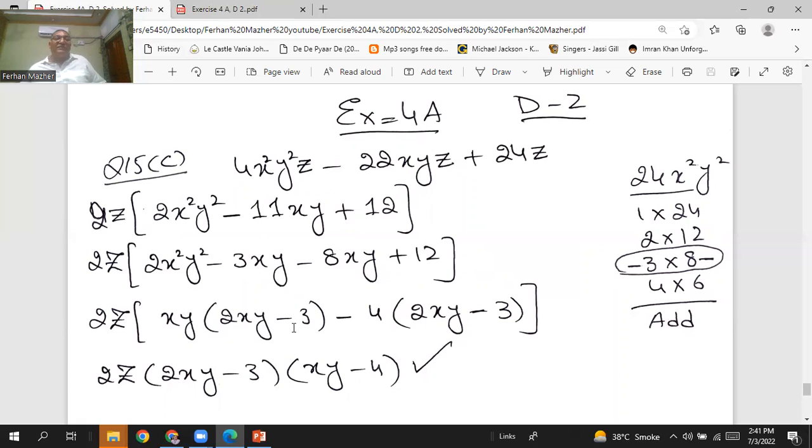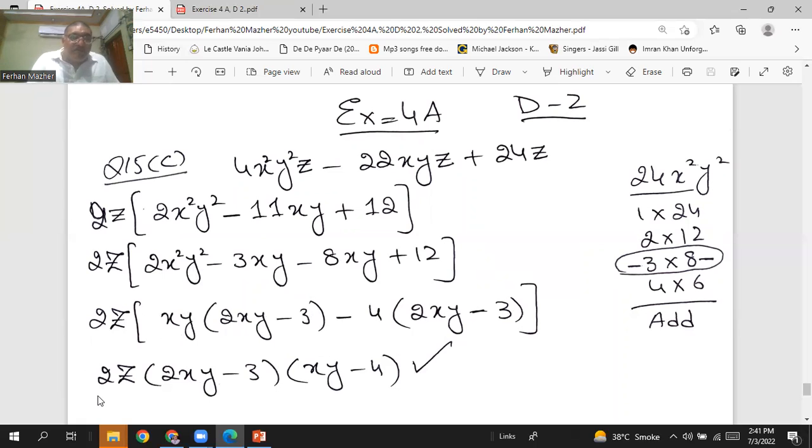So you are left with 2xy minus 3, bracket closed. From the last two terms, minus 4 is common, so you are left with 2xy minus 3 inside the bracket. From this term and this term, the bracket 2xy minus 3 is common. Take that common. From here, you will have xy, and from here, you will have minus 4 in the other bracket. And this is my final answer.